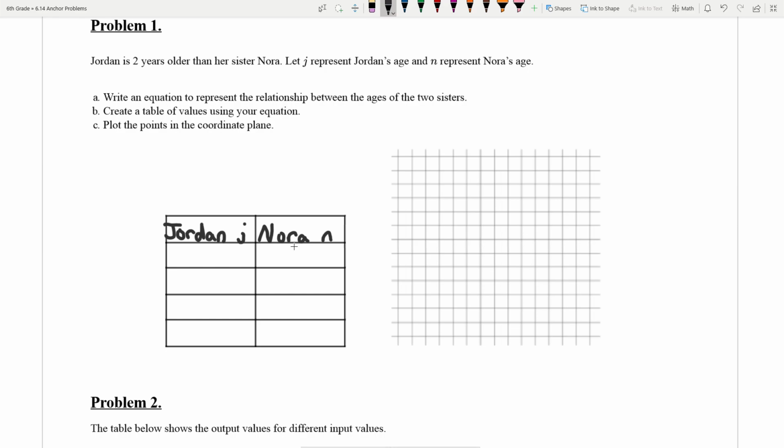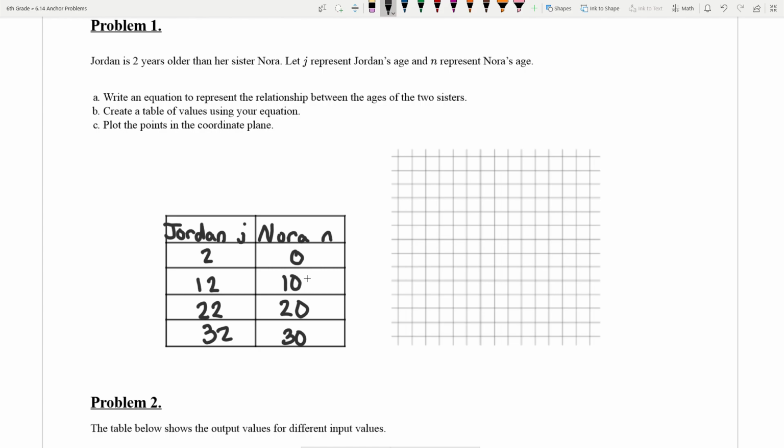Now, sometimes it's easier to actually make the table before we write an equation. So if Jordan's 2 years older, when Jordan was 2, Nora was just being born, 0, because Jordan's 2 years older. When Jordan was 12, Nora was 10. When Jordan's 22 years old, Nora's 2 years younger, so that would be about 20. And when Jordan's 32, Nora would be 30. Again, looking at it, Jordan is always 2 years older than her sister.